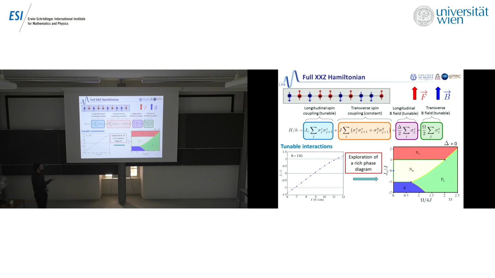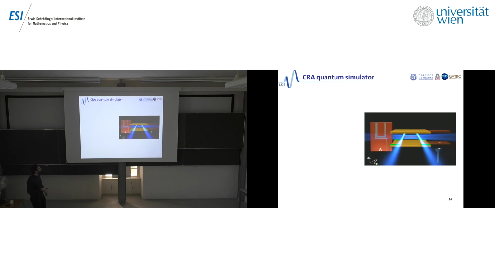Okay, which is quite nice because it gives us access to this very rich phase diagram for the system, where you have ferromagnetic order, paramagnetic order, and Néel phases, and you have quantum phase transitions in between these different phases. So here I plot the Rabi frequency, or equivalently the magnetic field over J, and here Jz over J. So lots of interesting physics that we can do with this system.